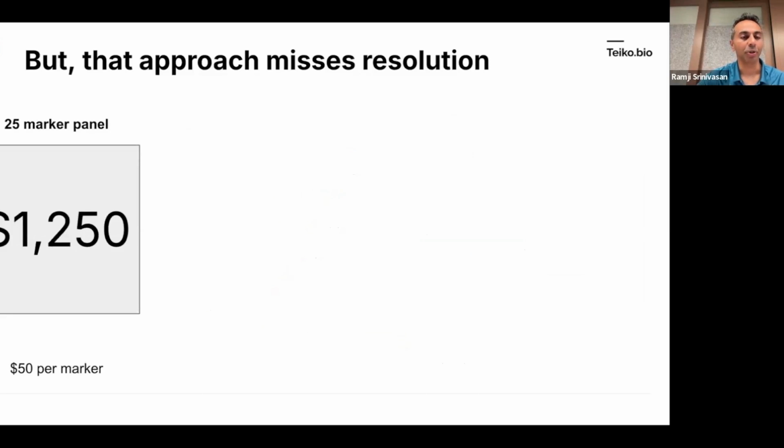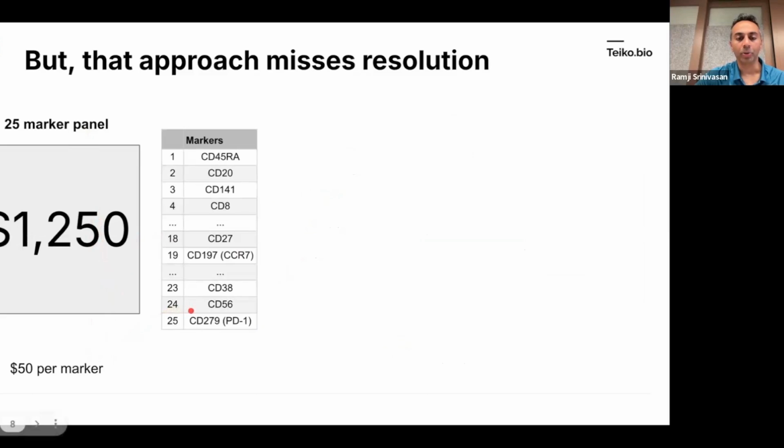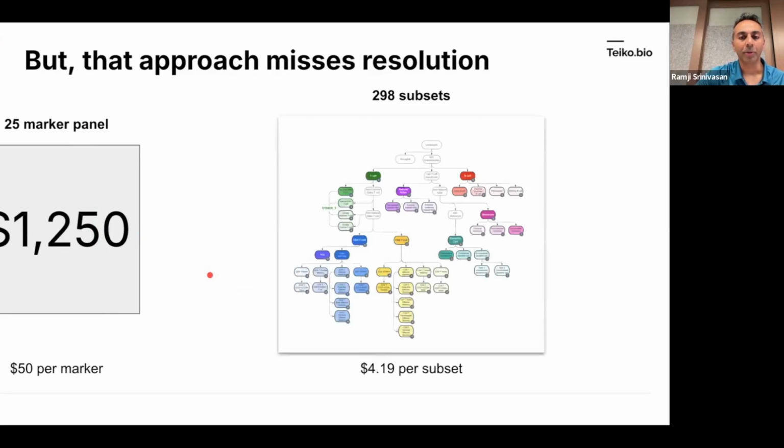Let's apply that same logic to $1,250 and the 25-marker panel. Remember, the price per marker was $50, just divided by 25. We are going to use the spectral flow panel that we use at TACO, but feel free to use whatever marker panel you have at home. And then if you plot out this subtree, this ends up being 298 subsets on our side, but your tree may vary. We're not going to bore the reader with the calculation, but we computed all the individual subsets over here and all the functional state markers. And then we took 1,250 and divided by 298, and we got to $4.19 per subset.